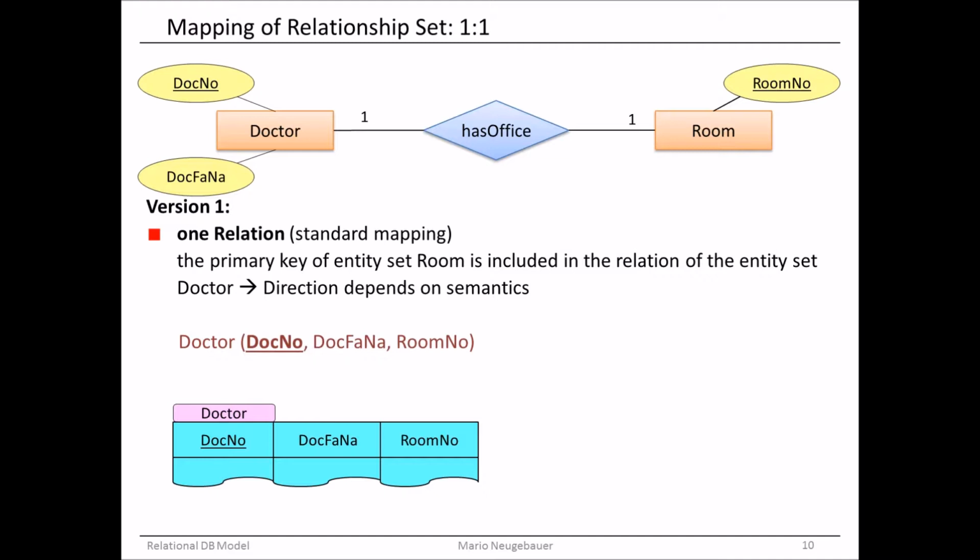So the room actually mutates to an attribute which is appended to the doctor table. Like you can see here, room number is just appended. And it would not make that much sense if we would add the doctor number or the doctor family name to the room table. It makes more sense if we add it in this direction. So the direction depends on the semantics, on the importance of the different entity sets in your entity relationship model.